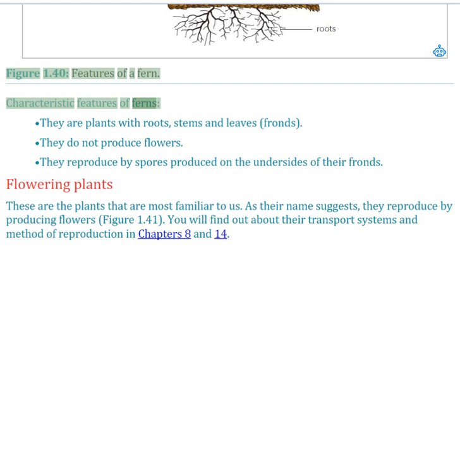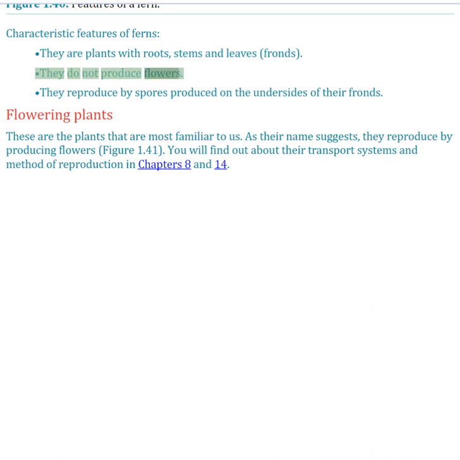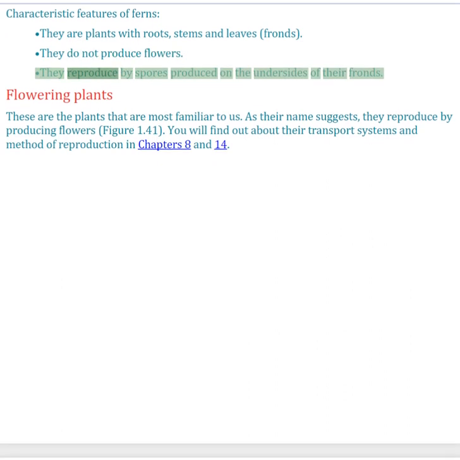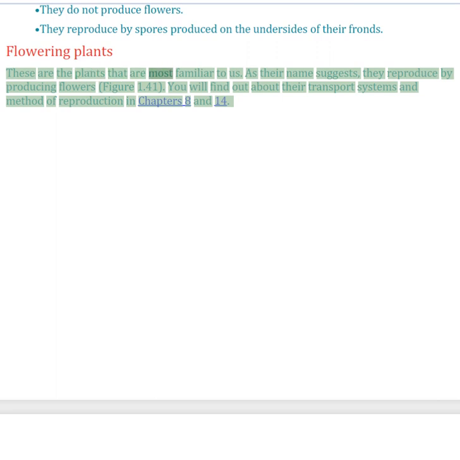Characteristic features of ferns. They are plants with roots, stems and leaves. They do not produce flowers. They reproduce by spores produced on the undersides of their fronds. Flowering plants. These are the plants that are most familiar to us. As their name suggests, they reproduce by producing flowers. You will find out about their transport systems and method of reproduction in chapters 8 and 14.